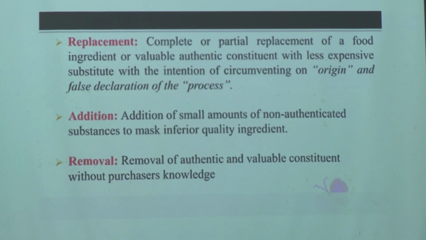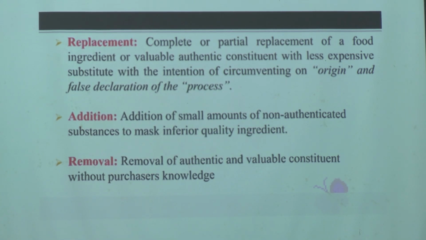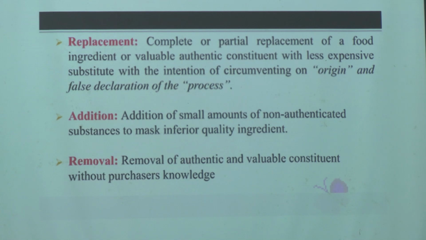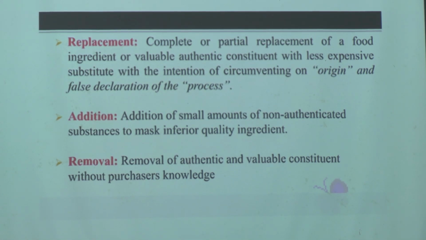So: replacement, addition and removal. Replacement is complete or partial replacement of a food ingredient with a less expensive substitute with the intention of circumventing the origin. Suppose you say that this thing contains 1 kg of some substance, but you're giving only half a kg and the other half kg is something else. That is called replacement. Then there is addition of small quantities of non-authenticated substances to mask inferior quality ingredients. We'll come to the explanation of that. And removal: you're removing the good quality stuff without the purchaser's knowledge.